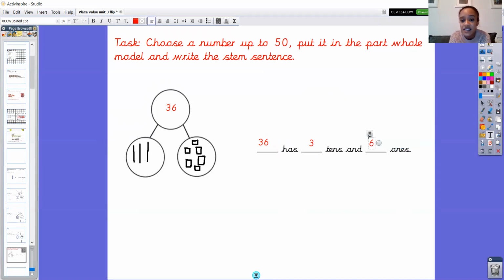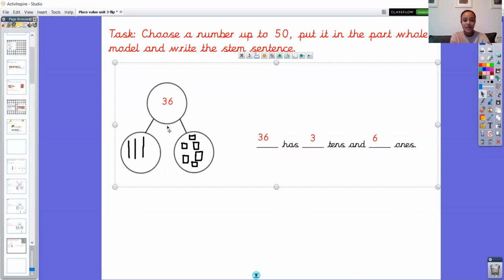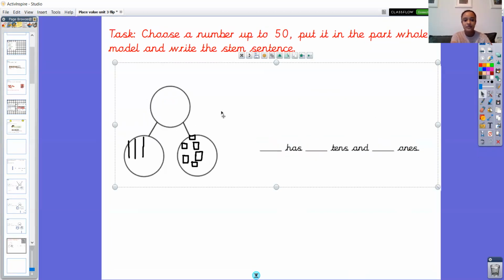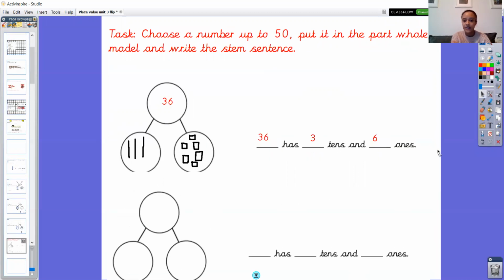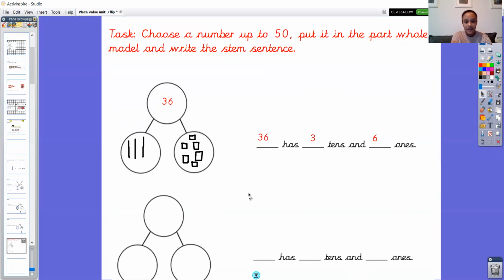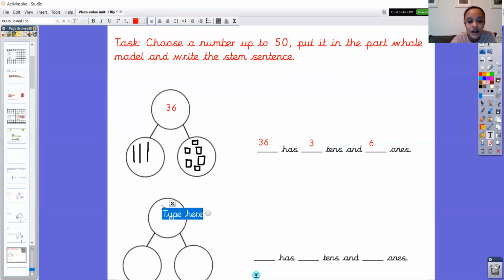So you might like to ask somebody at home to help you write the stem sentence so you can fill in the numbers, or you might like to have a go yourself. Okay, and then once you've done one, get yourself another part whole model underneath. So I'm going to copy and paste this one. Oh, in fact, that's the whole. Wow, didn't know I could do that. So I'm going to think of a different number this time. I'm going to do 42. Okay, and I would do exactly the same thing.